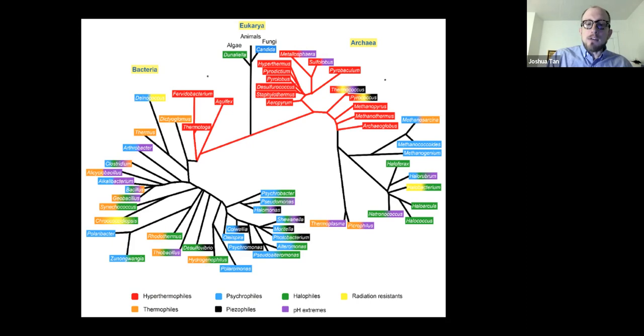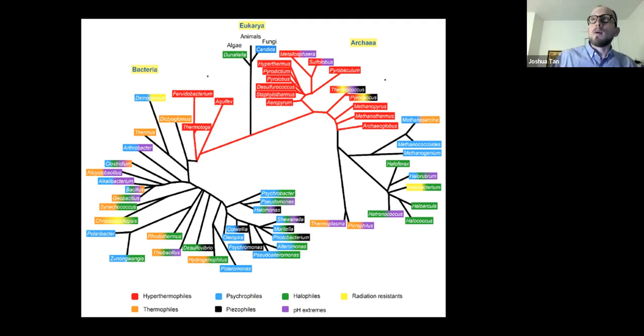We also find psychrophiles, those things that are colored in blue. And psychrophiles are things that can live near freezing and sometimes even below freezing. We find piezophiles being things that can live under high pressure. Halophiles, these are organisms that can live in salty environments. pH extremes include the acidophiles and the alkalinophiles. These are the living things that can live in acid environments, the living things that can live in basic environments.